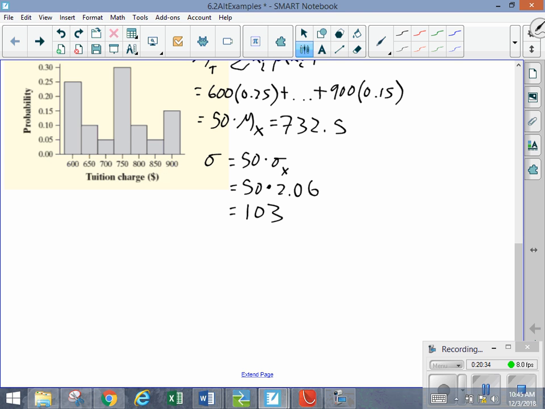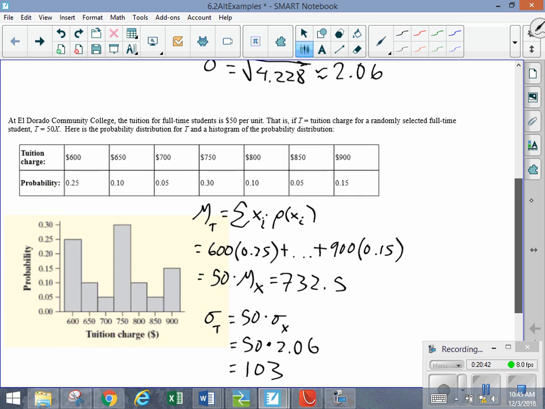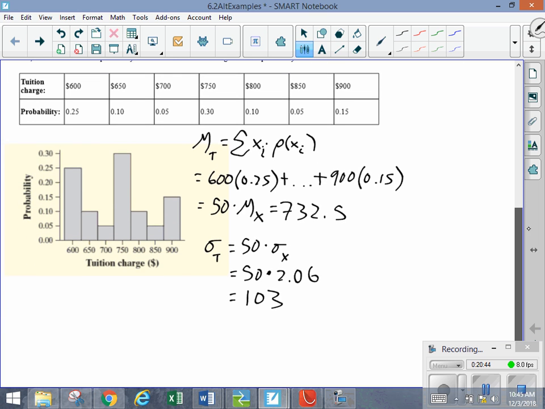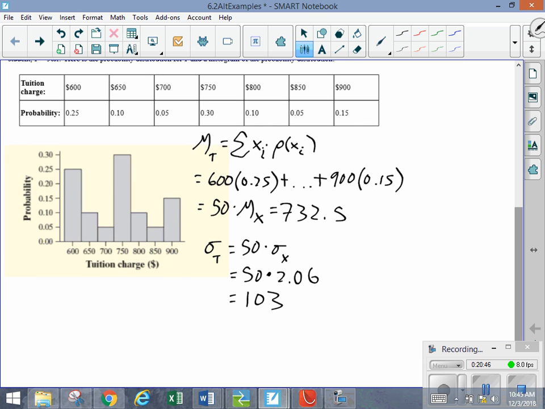Sorry, what have I done here? This should be sigma sub t. Do we call this t? Yeah, we call it t. Cool. Alright, that was the only thing I was wrong about.